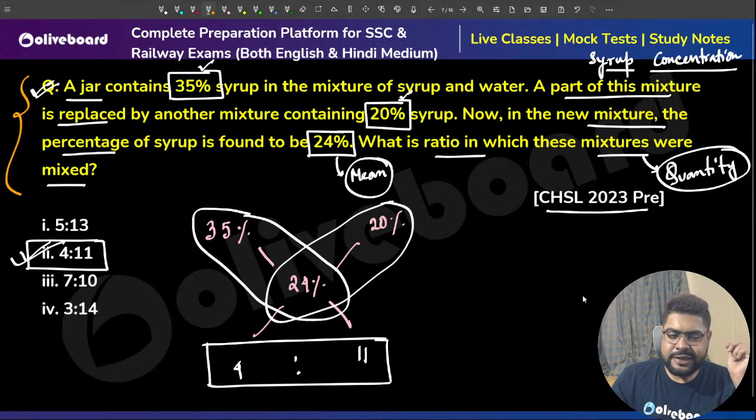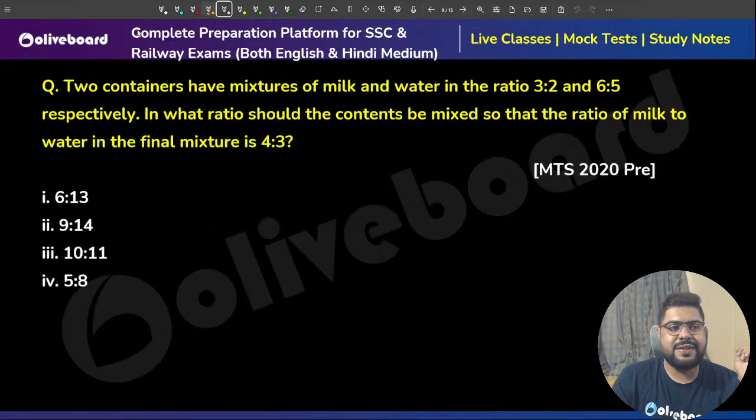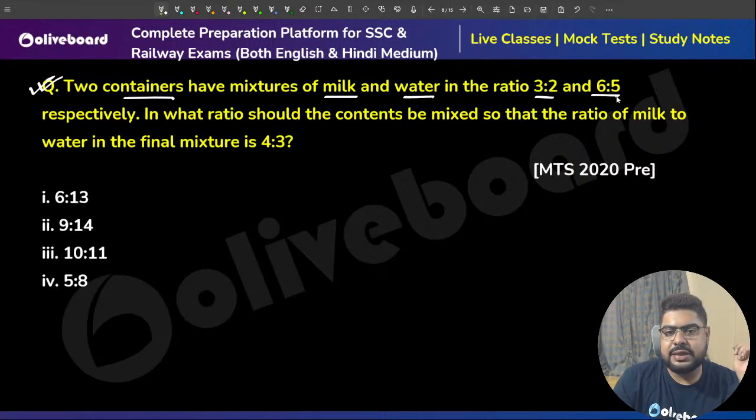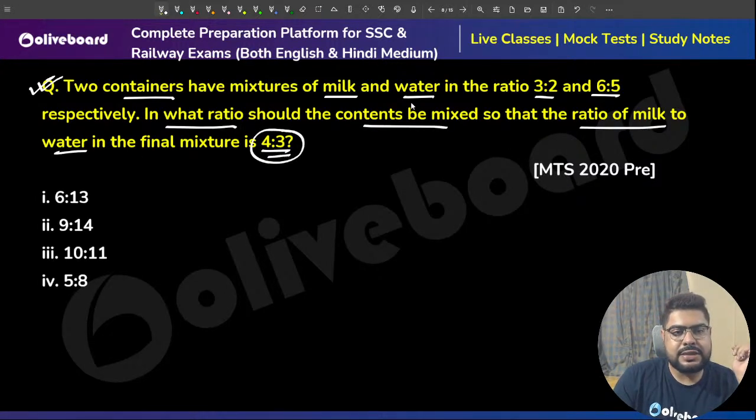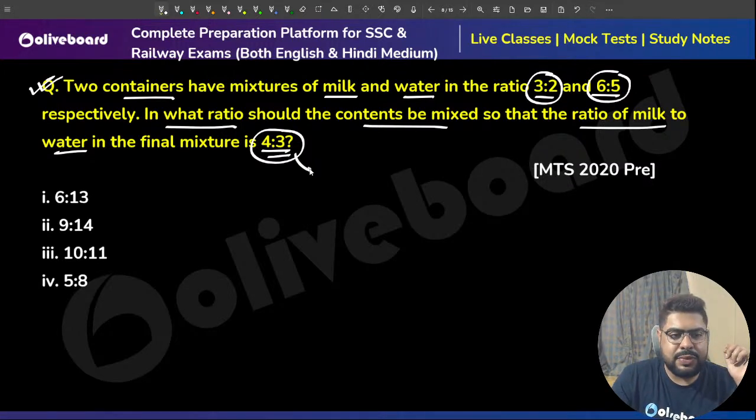Perfect, everyone. Chalo then, moving on. Sir, this one. Two containers have mixtures of milk and water in the ratio this and this. In what ratio should the contents be mixed so that the ratio of milk to water in the final mixture is this? So this is a ratio, this is a ratio, this is a ratio, and this is your mean.